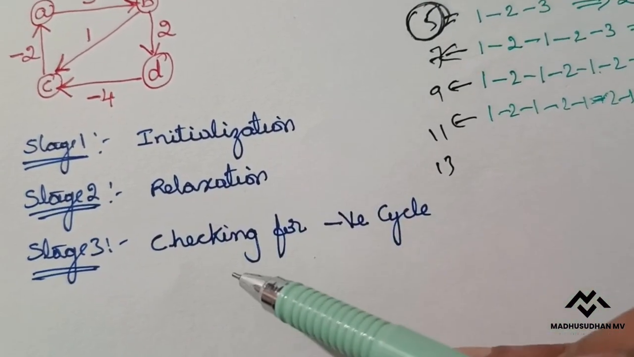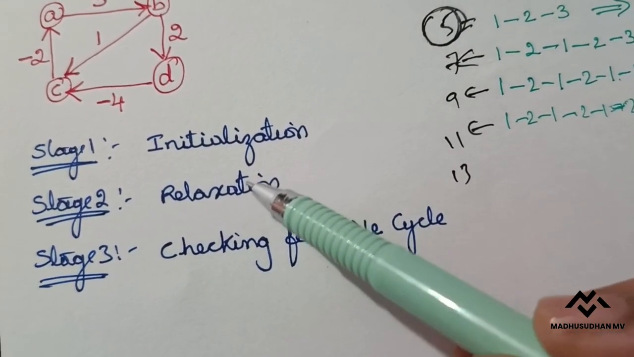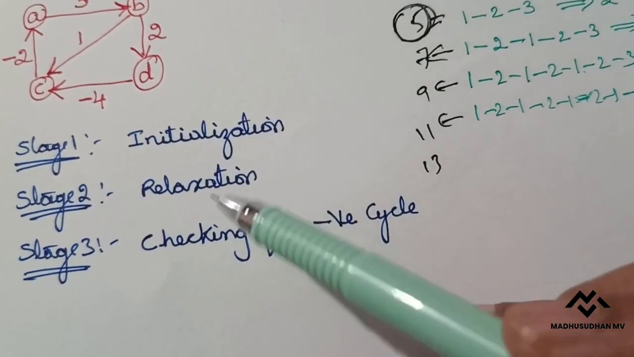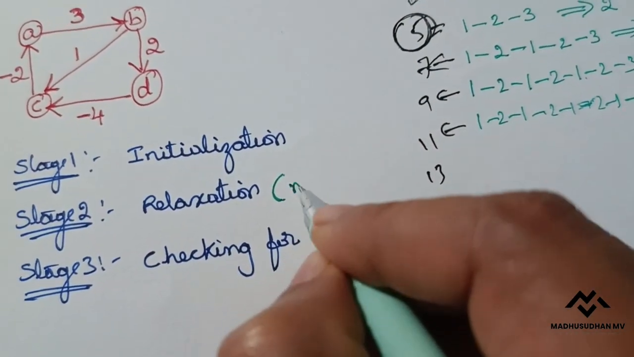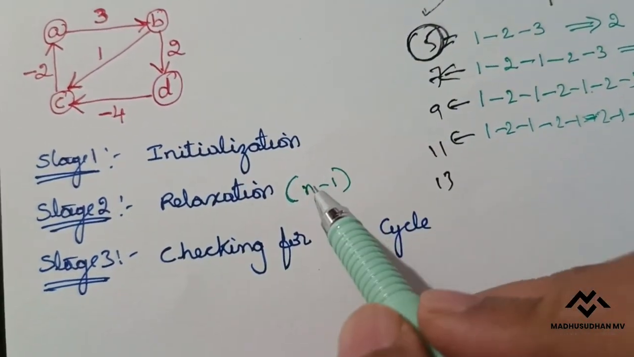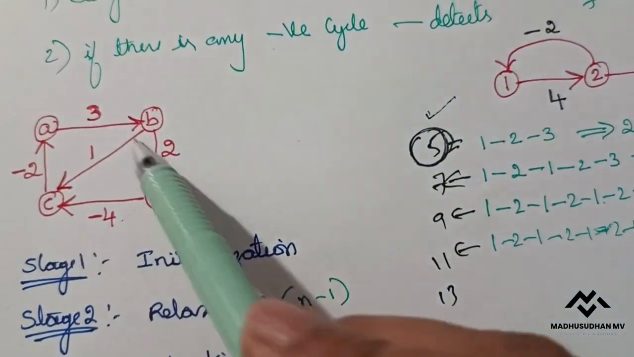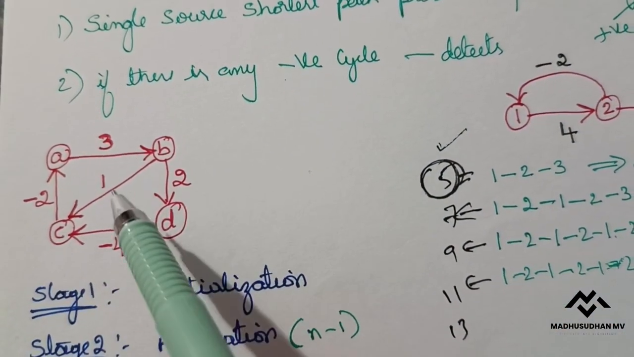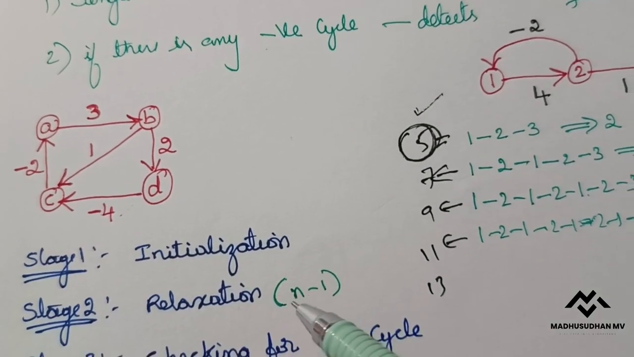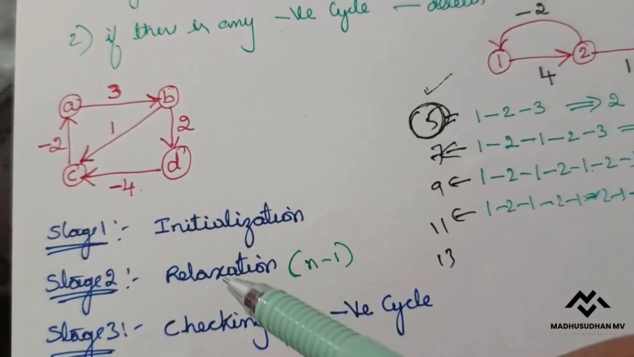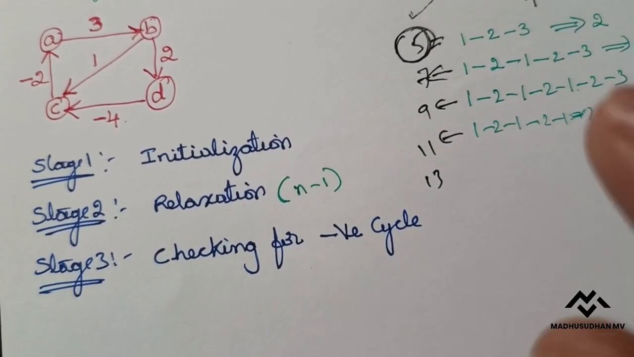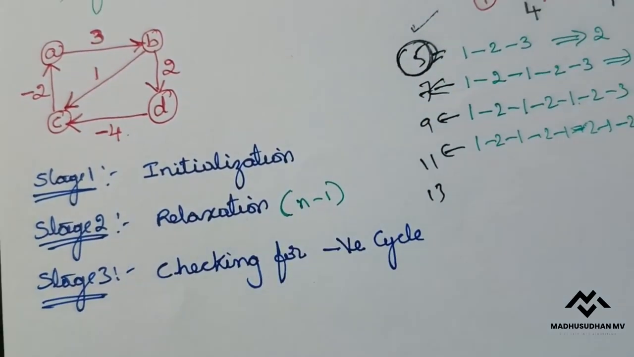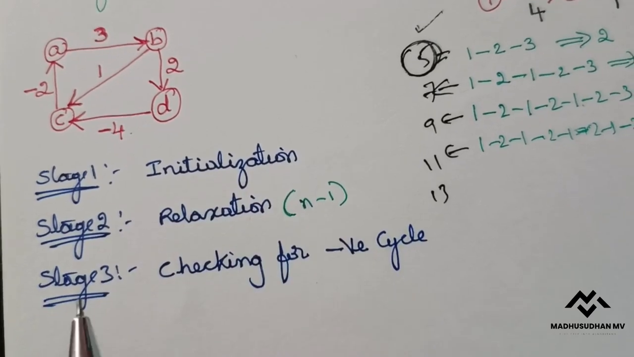Okay, the third stage, after doing relaxation for all the edges, n minus 1 number of times. See, this relaxation has to be done how many times? N minus 1 number of times. What is n? Number of nodes in the given graph. How many nodes are there? 4. So 4 minus 1, 3. So 3 times I have to do relaxation. In the relaxation, what we are doing? We are trying to reduce whatever distance we found in the previous one.